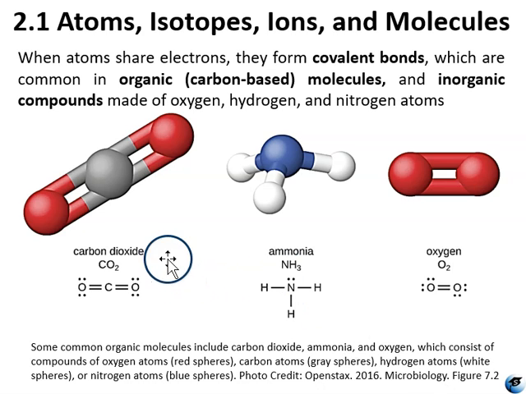These are some examples. Carbon dioxide has carbon in it, so that is an organic molecule, and you can see that it has covalent bonds between the carbon and oxygen atoms. Ammonia is an inorganic compound, and it does have covalent bonds between the nitrogen and the 3 hydrogen atoms. And then oxygen, again, is an inorganic compound, and it is showing covalent bonds between the 2 oxygen atoms as well.